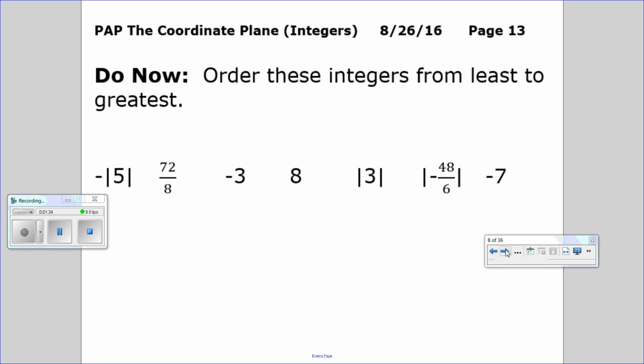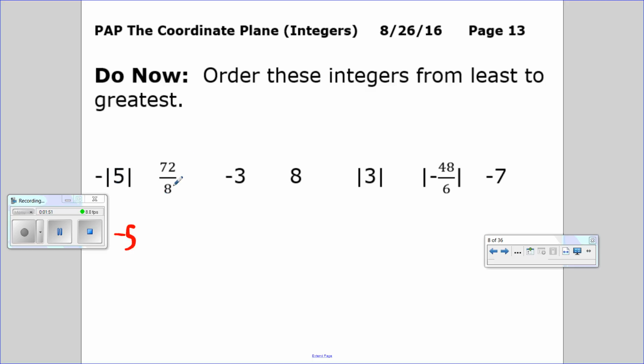So in our warm-up for today, order these integers from least to greatest. So let's start with the first one. If I had a number line, how far is 5 from 0? 5 units. So the answer is 5? Nope. The opposite of 5 is negative 5.